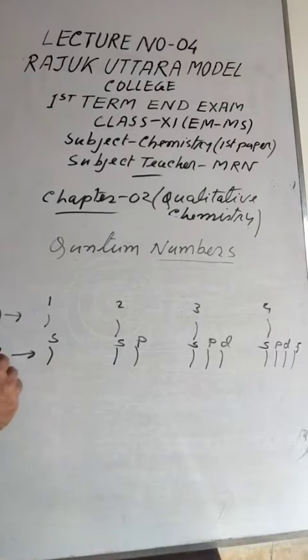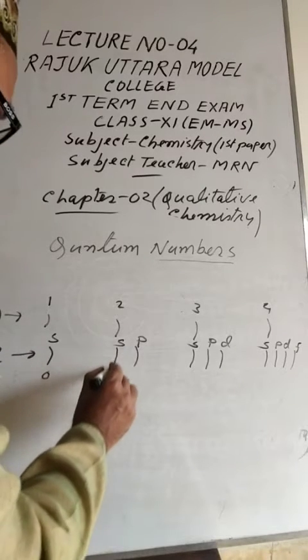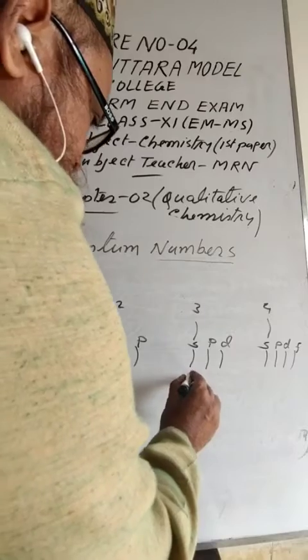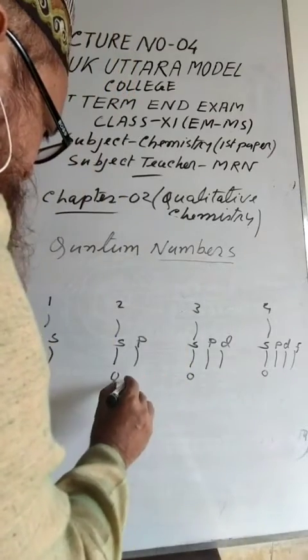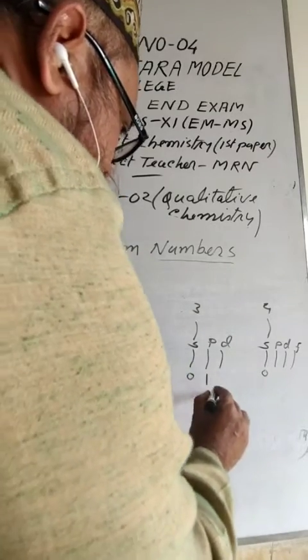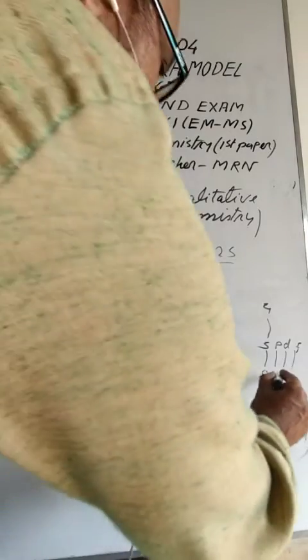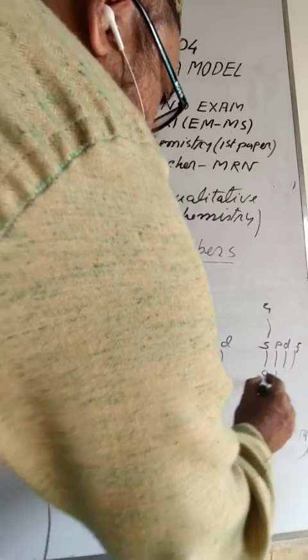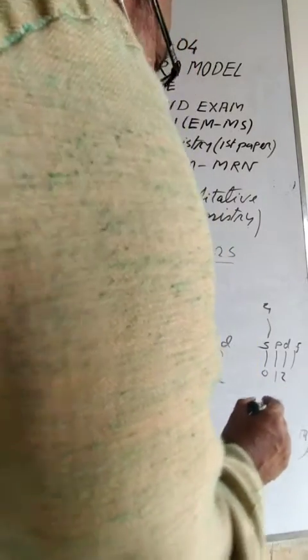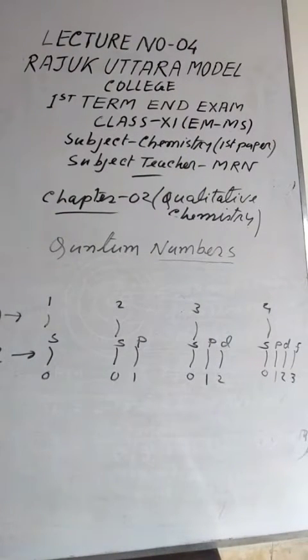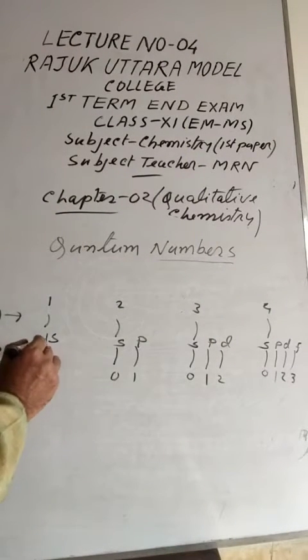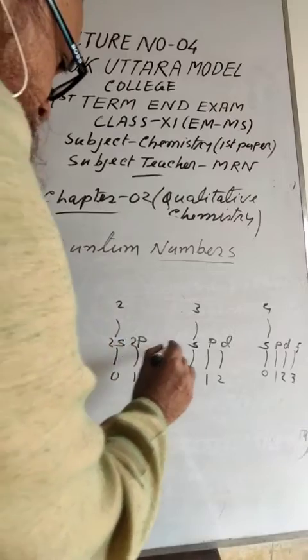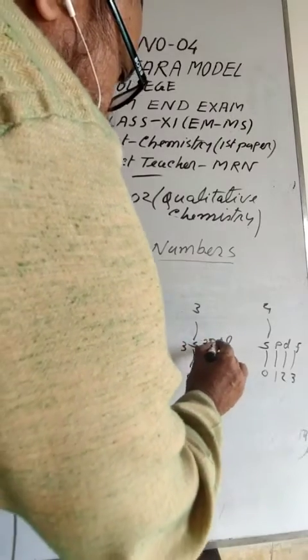And the subsidiary quantum number for S is 0. For all S, the value of L will be 0. For all P, the value of L will be 1. For all D, the value of L will be 2. For all F, the value of L will be 3. And so on. Since this one is the first shell, it will be 1, second one 2, third one 3, fourth one 4, and so on.